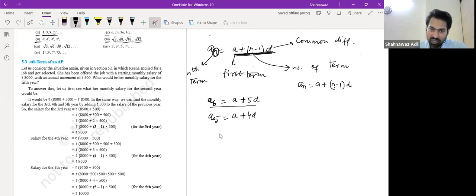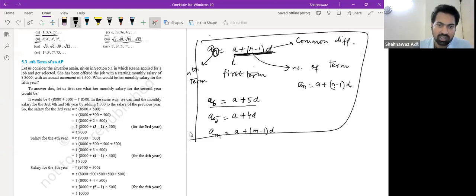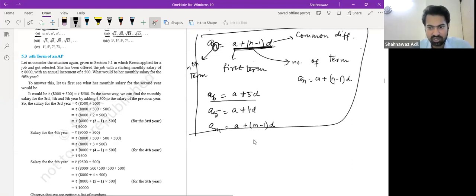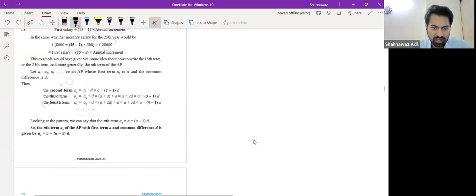And what would be, let's say, the mth term? So this would be how much? A plus bracket m minus 1 d. Right, so this would be the mth term. Okay, now this much only we need to know. So this much is only needed to do this next exercise.